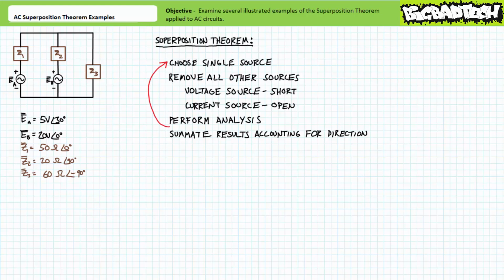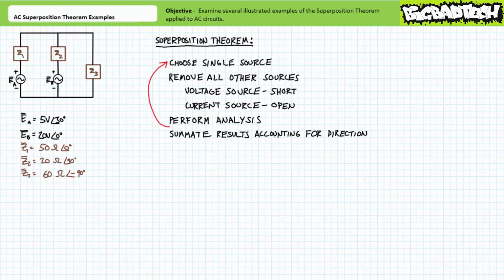Once you perform these same steps for all other sources, one then summates all linear properties like voltage and current, taking into account magnitude, phase shift, polarity, and direction. Nonlinear properties like power can be solved for at this time using the final summated voltage and current figures.